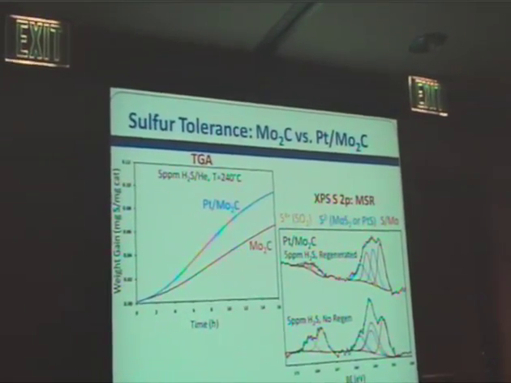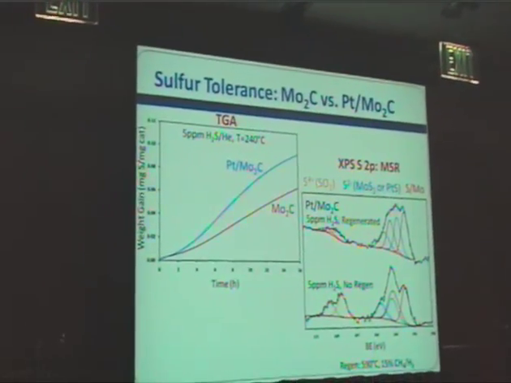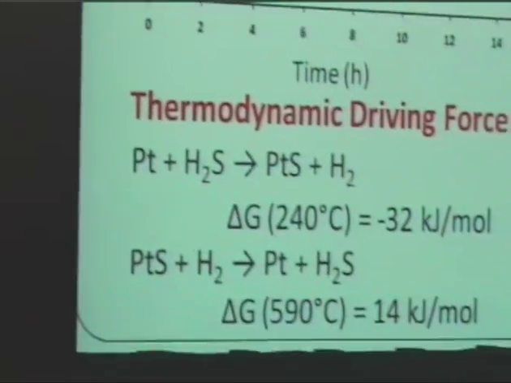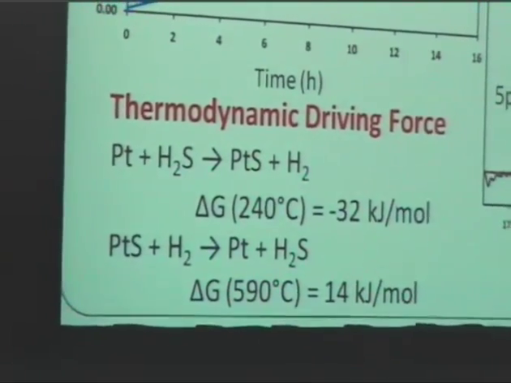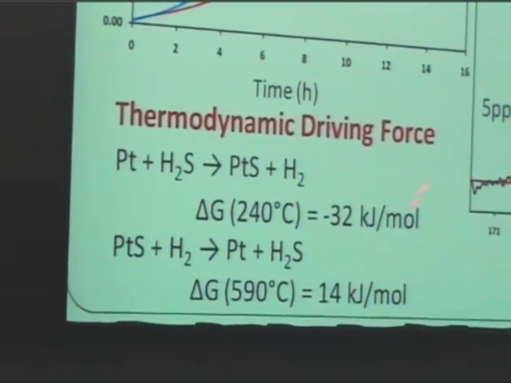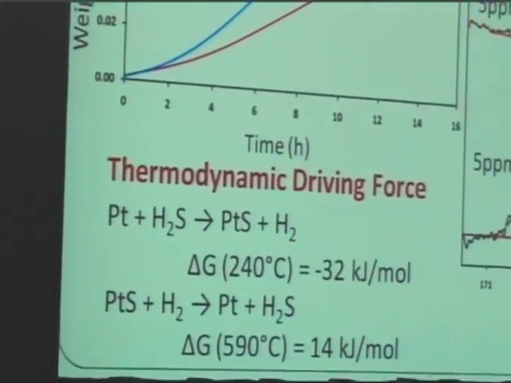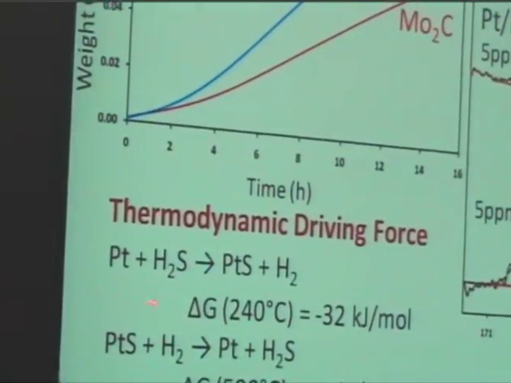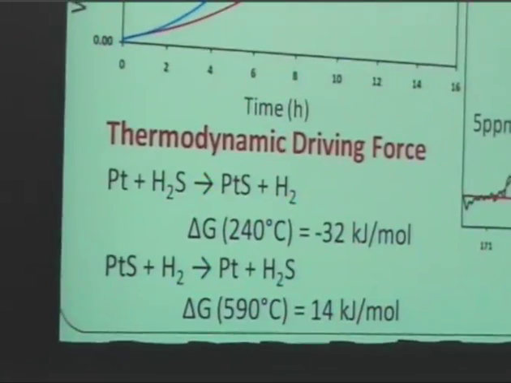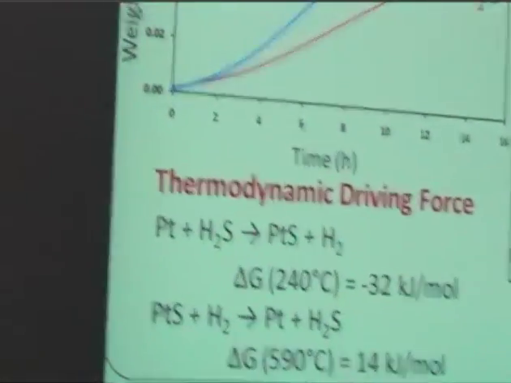And this seems to make sense that these peaks could be platinum sulfide if you look at the thermodynamics. So at 240 degrees C, in the presence of H2S, it's thermodynamically downhill here to produce platinum sulfide. However, when we try to regenerate the catalyst at 590 degrees C to reduce that platinum sulfide back to platinum metal, it is actually thermodynamically uphill. So it makes sense that we would still see these very strong peaks on the surface.